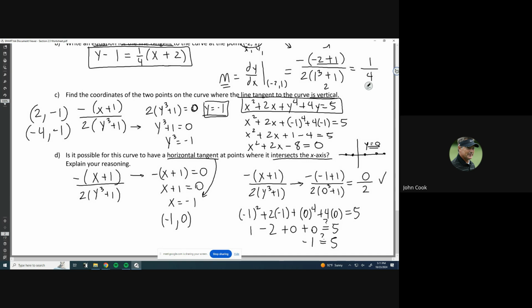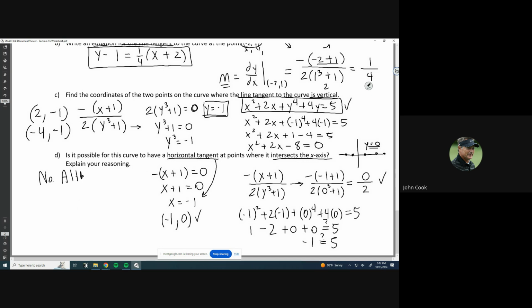The answer is no. What this tells you is that even though this coordinate will get you a horizontal tangent, it's not actually on the original graph, because that coordinate does not work in this equation. So to answer the question, is it possible for this curve to have a horizontal tangent at points where it intersects the x-axis? Here's what my answer would be. I would say no. So here's why.